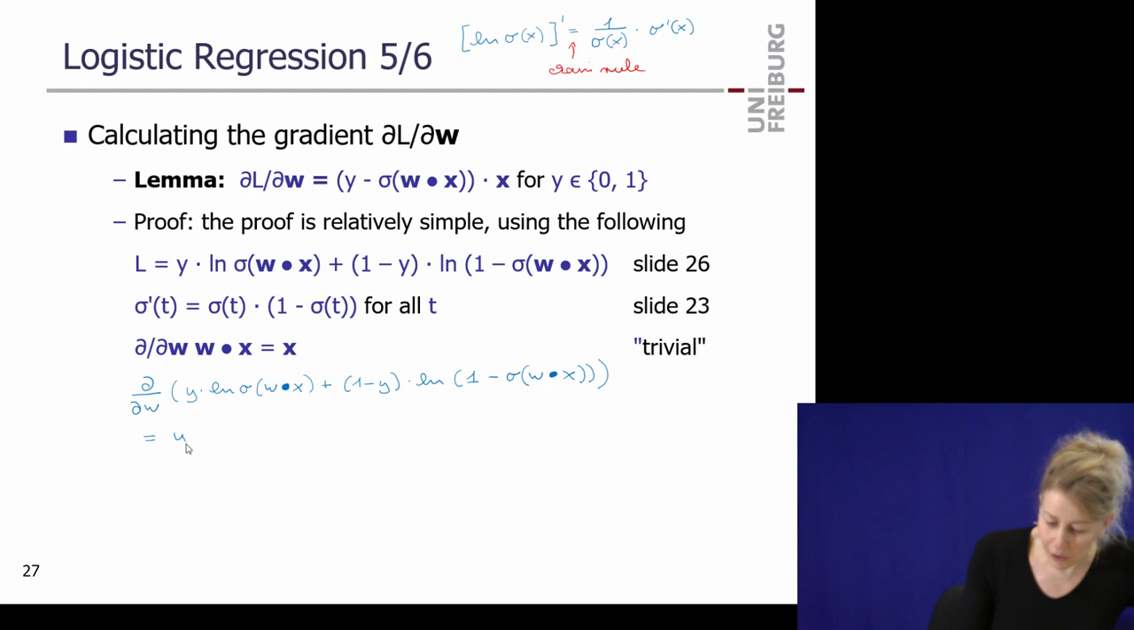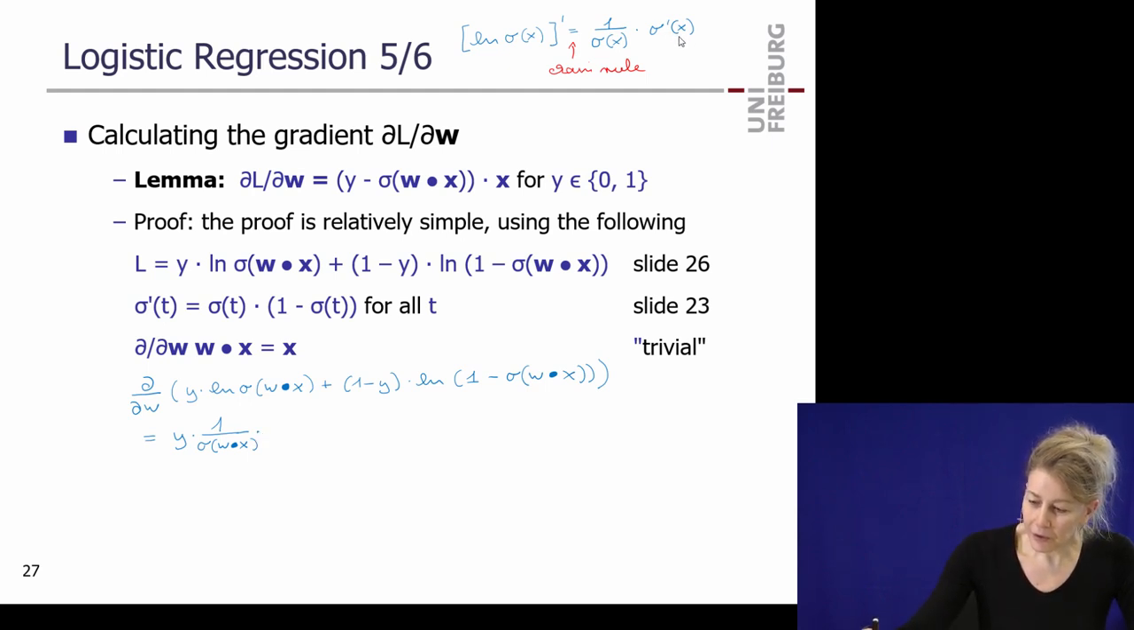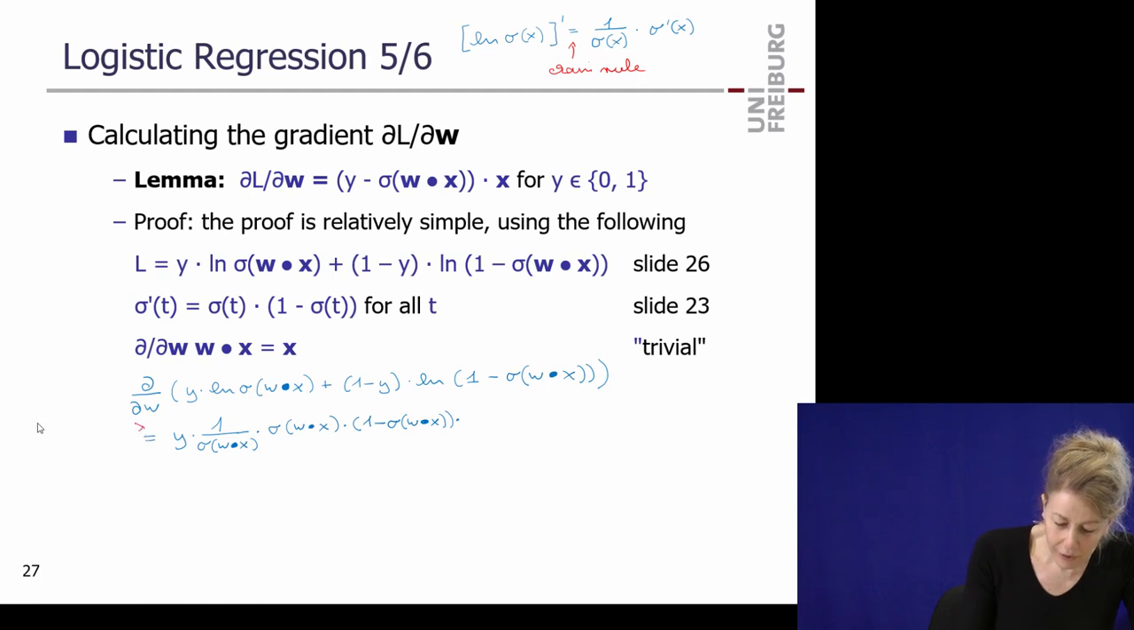So that's now y times 1 over sigma of w times x, times the derivative, which we computed earlier, so that's sigma of w times x times 1 minus sigma of w times x. And now I don't have just x here, but w times x, so it's the chain rule twice. I have to do it again. Twice.